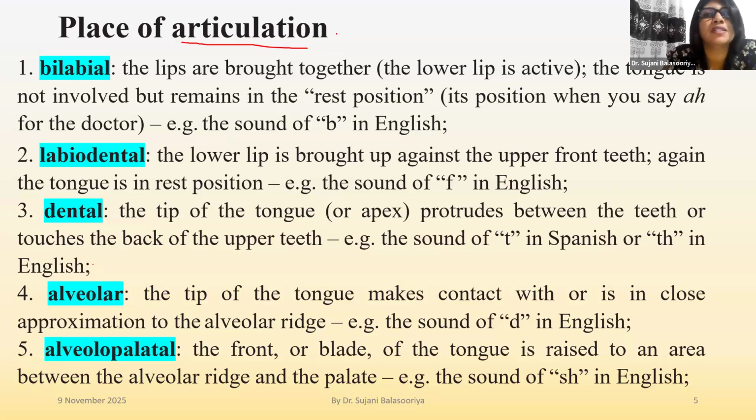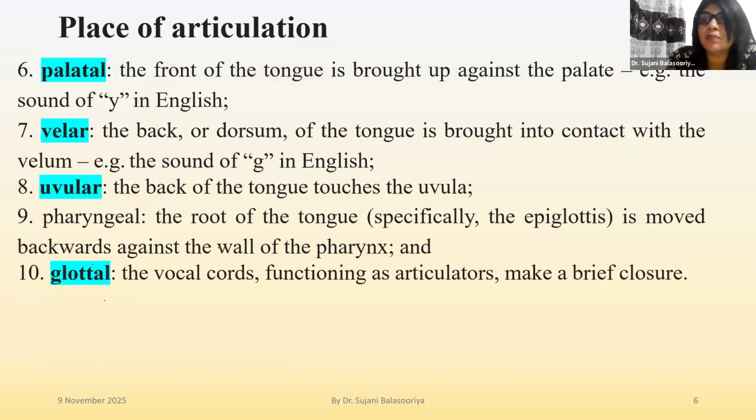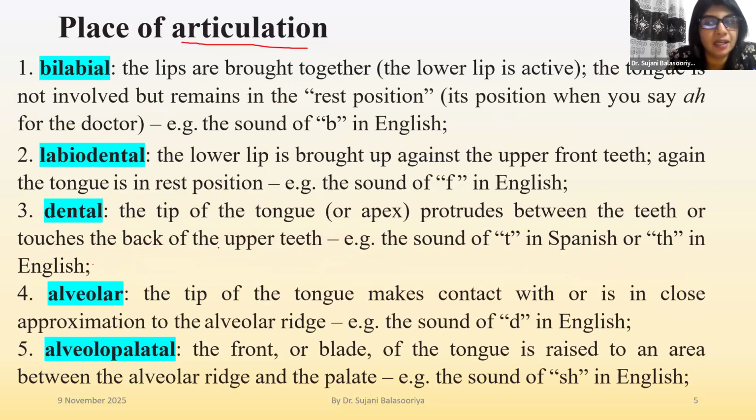So then I was telling you about place of articulation, the particular place where we produce the consonants. Accordingly, you can find these terms highlighted in blue color: bilabial, labiodental, dental. Likewise, there are 10 different types of consonants according to the place of articulation. You need to have a clear idea about the places of these 10 types of consonant sounds.